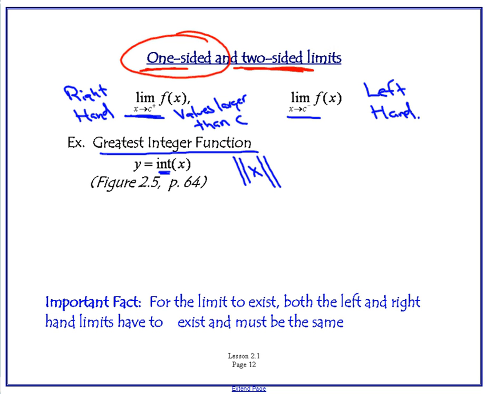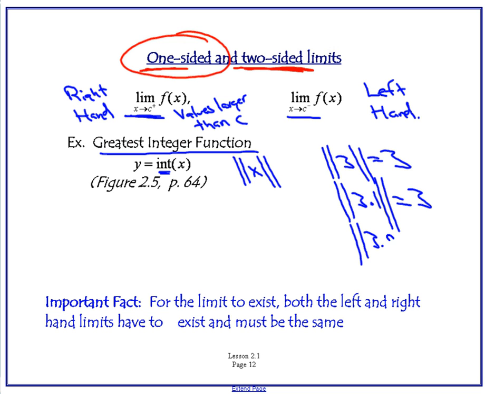So if I take the greatest integer function on 3, I get 3, because the greatest integer less than or equal to 3 is 3. If I take 3.1, the greatest integer function of 3.1, the greatest integer less than or equal to 3.1 is still 3. If I go 3.9, it's still 3. And it won't jump up to 4 until I get to 4.